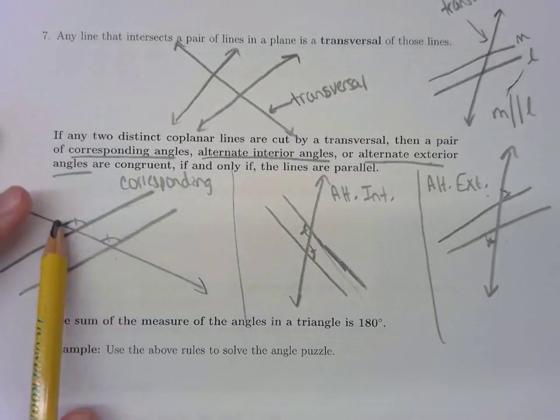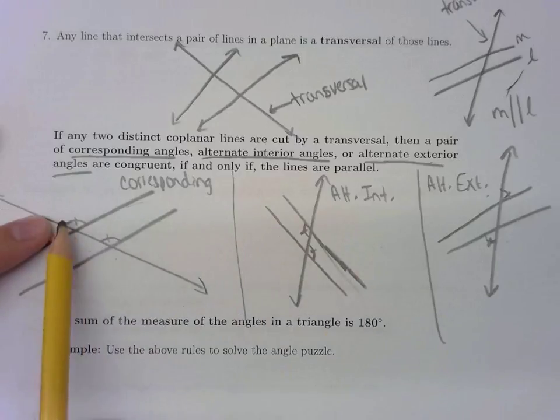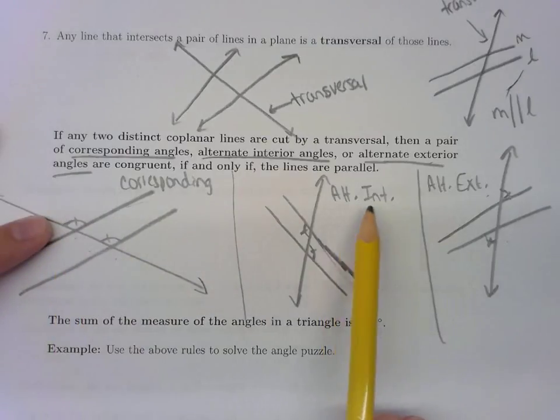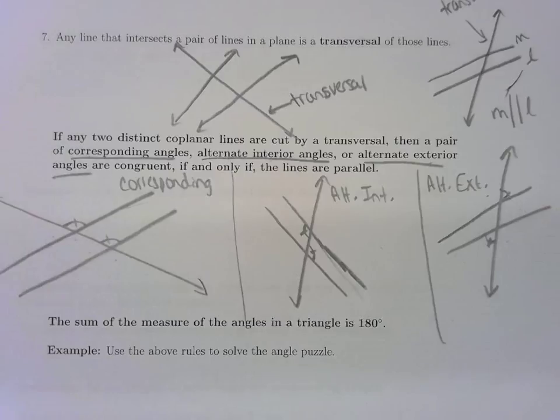Okay, so corresponding: same side of the transversal and same side, one interior, one exterior. I'm sorry, exterior and interior. Alternate interior, they have to be inside the parallel lines and opposite sides of the transversal. Alternate exterior, they need to be on the outside of the parallel lines and then opposite of the transversal.